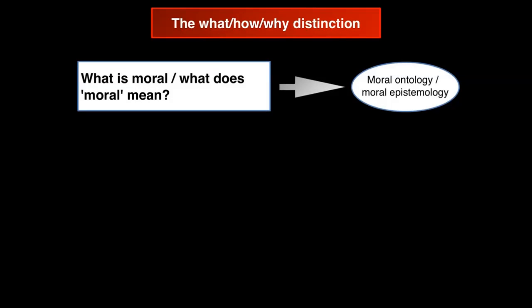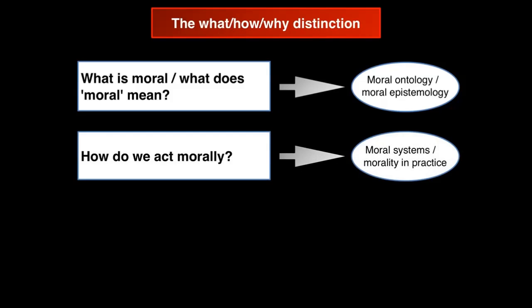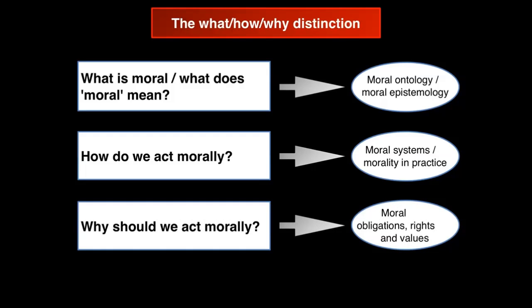We could ask, what does moral mean, or what is moral, which refers to moral ontology and moral epistemology. The second question would be, how do we act morally, which refers to morality in practice and moral systems. And the third question would be, why should we act morally, which refers to moral obligations and rights and values. In other words, only question 1 deals with the definition of moral and immoral, or their synonyms good and evil. Question 2 deals with the application, and question 3 deals with obligations and things we value or consider to be rights.